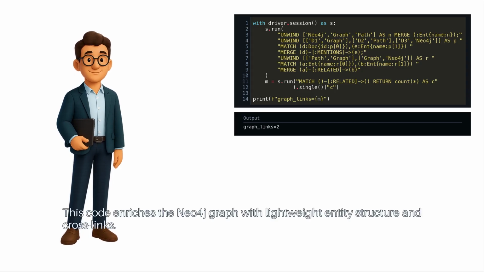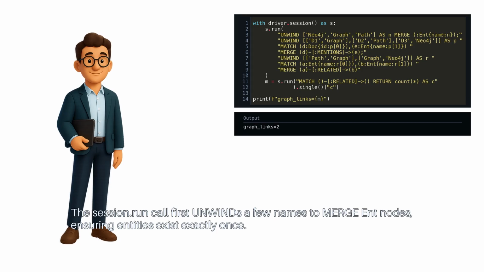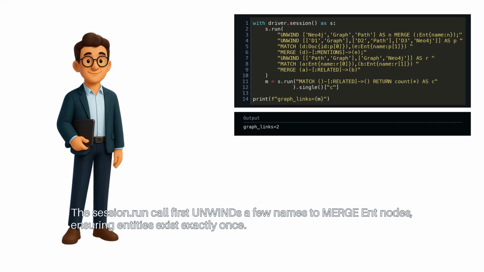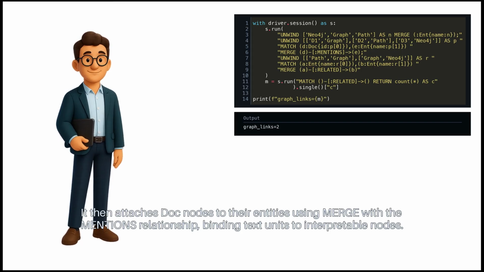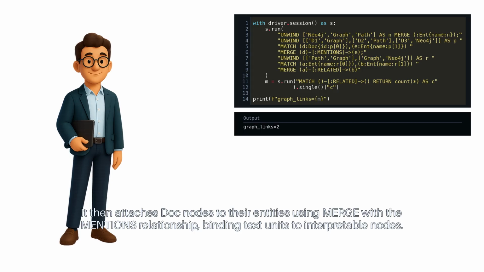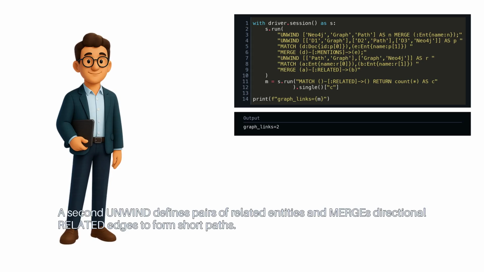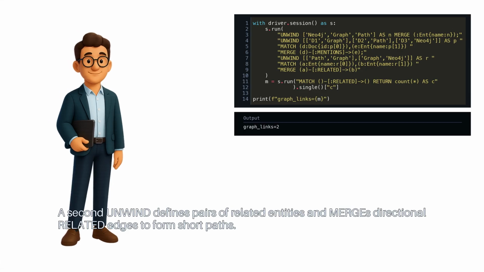This code enriches the Neo4j graph with lightweight entity structure and crosslinks. The session.run call first unwinds a few names to merge ent nodes, ensuring entities exist exactly once. It then attaches doc nodes to their entities using merge with the mentions relationship, binding text units to interpretable nodes. A second unwind defines pairs of related entities and merges directional related edges to form short paths.